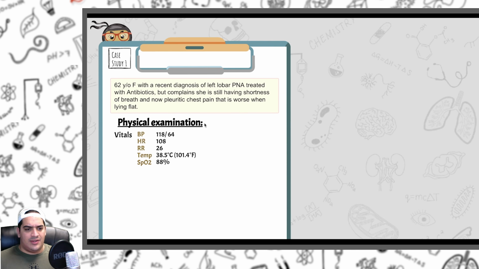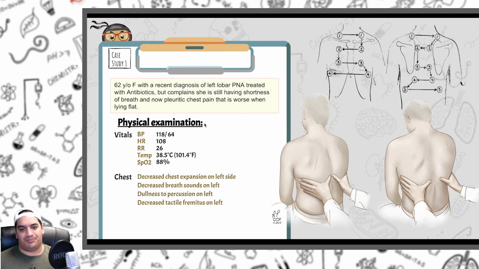Vitals are very important here. Normal blood pressure, slightly tachycardic, no tachypnea, really not that bad, very, very mild if you really want to consider that. But she's febrile, so that's concerning right away. This may still be reactive from her left lobar pneumonia, but I'm also very concerned now that she may have an empyema. But we'll continue to keep evaluating. And then SpO2 is 88%, so slightly hypoxic as well.